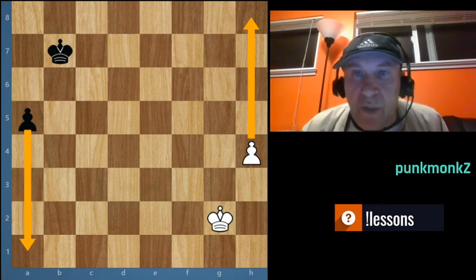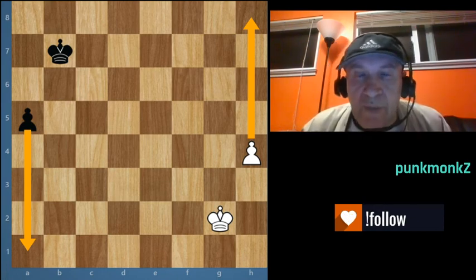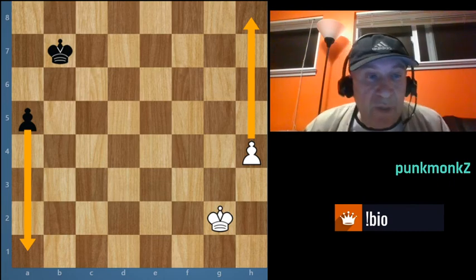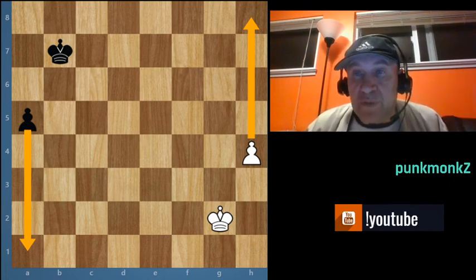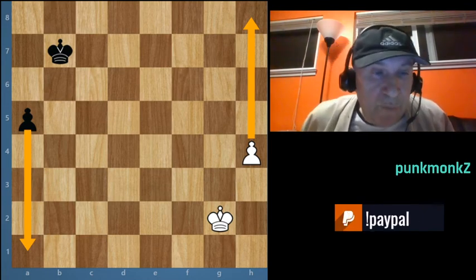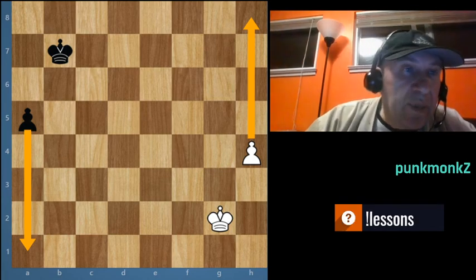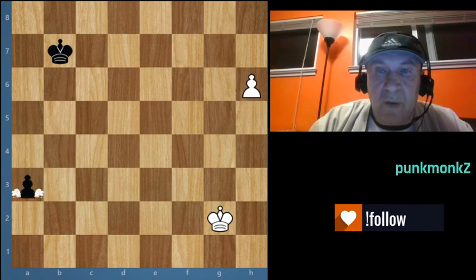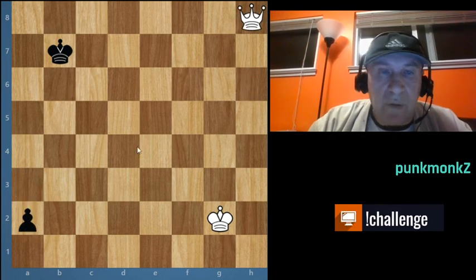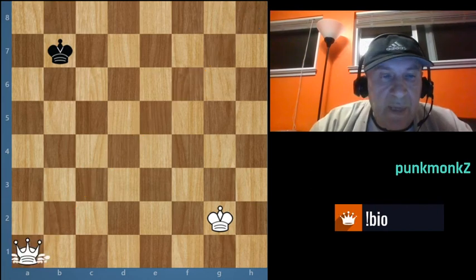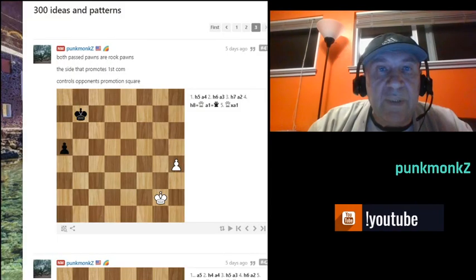Okay, so that's a basic concept. So when you have two passed rook pawns, you want to promote first and you want to make sure your opponent is stopped from promoting, and that's what we have here. So whichever side promotes first is able to control the promotion square of the other pawn. Okay, and you're right. So let's take a look at this, and this doesn't need calculation. There it is. You stop the promotion, and if this happens, this happens. So it's a very simple idea.